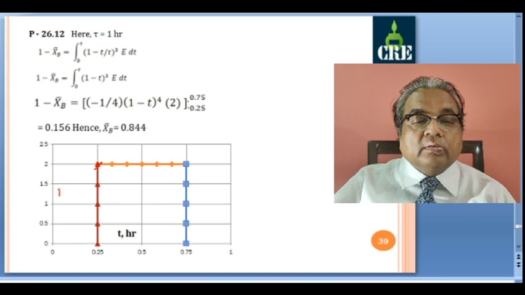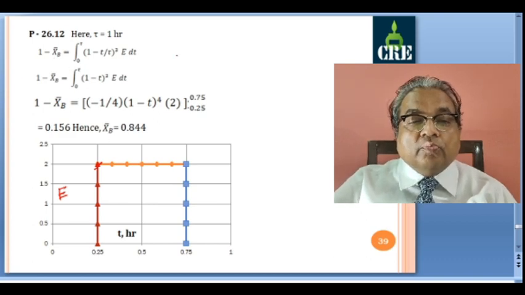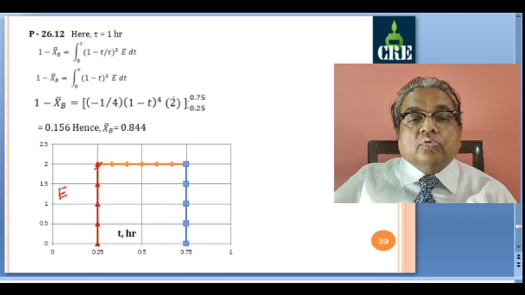So here this is E. E dt, dt is here 0.5, 0.75. So the difference is 0.5. 0.5 means 1 by 2. So this is 1 by 2. For the area under the curve to be 1, this has to be 2. So from this I can locate this, and this value is 2. Just substitute E is equal to 2.